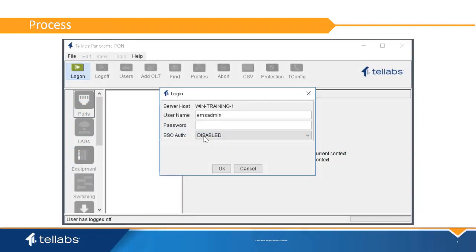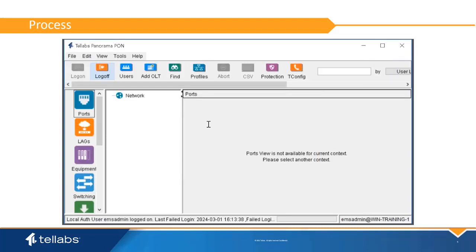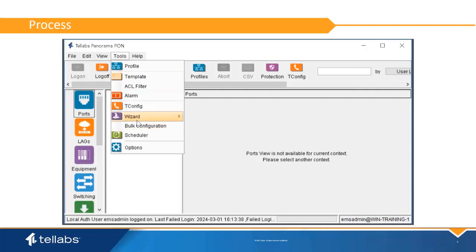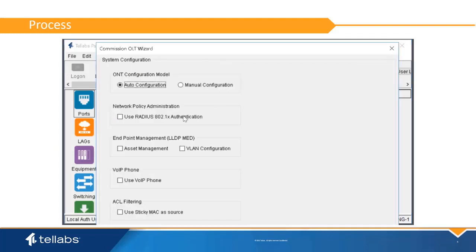To add the OLT into Panorama, log into the GUI. If this will be the first OLT added into the Panorama EMS, it may be a good idea to review the options in the commissioning wizard. This will dictate the default settings for any new OLT. When you're ready to add the OLT, select the Add OLT icon at the top of the interface.